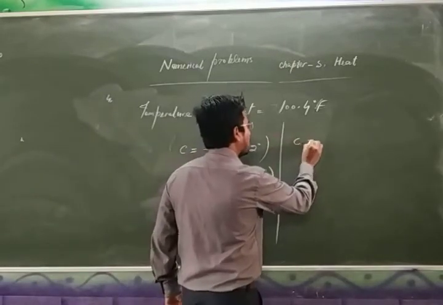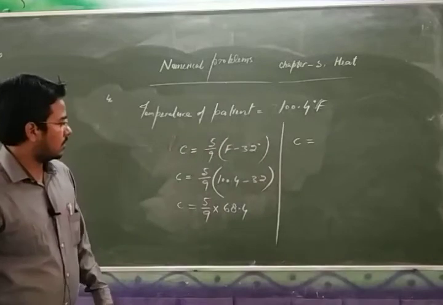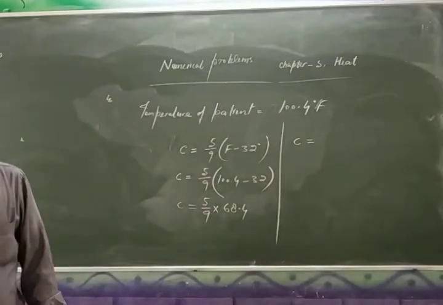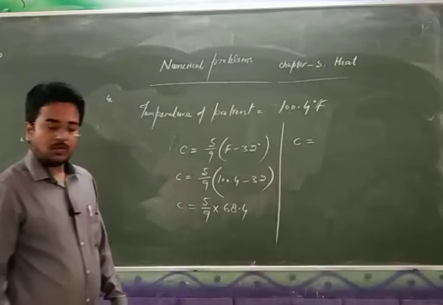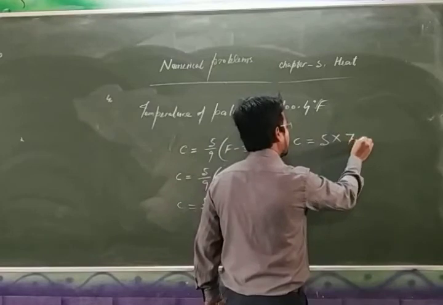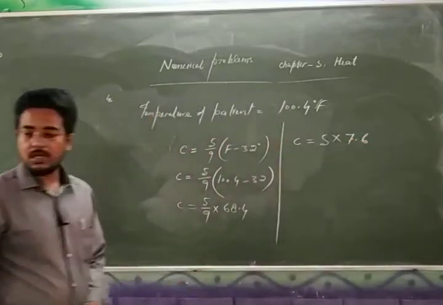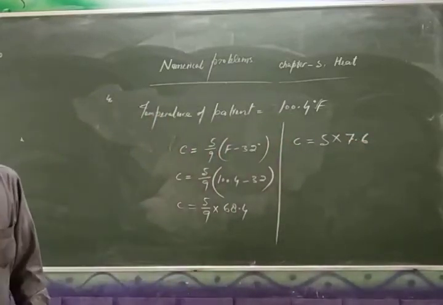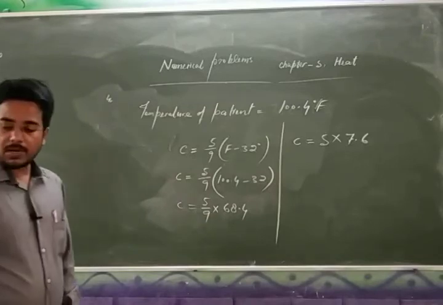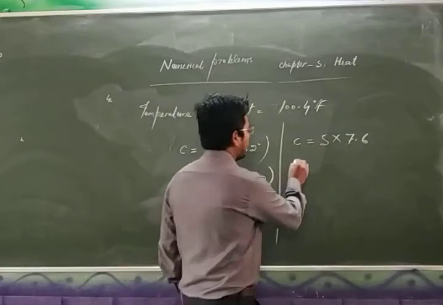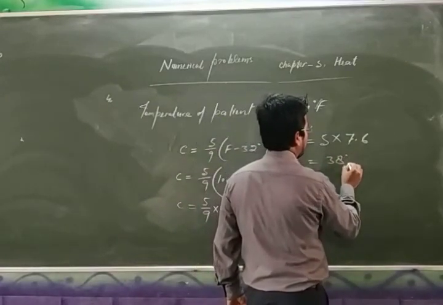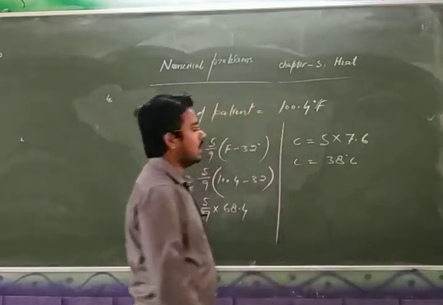So C is equal to 5 by 9 into 68.4. When we divide it by 9, we'll get 7.6, and if we multiply it by 5, we'll get C is equal to 38 degrees Celsius. This is the answer.